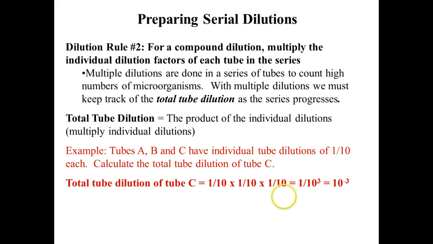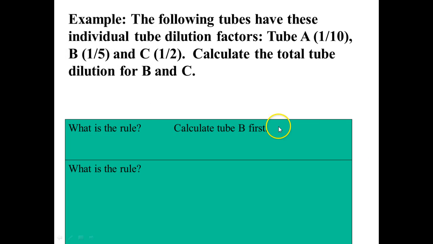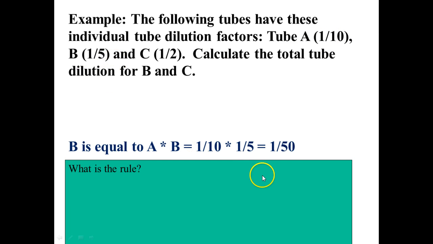Make sense? Okay. So for this one, right, tube A is 1/10, but look at tube B is 1/5, and then when they did only a half a dilution, 1/2 for C. What is the total tube dilution for B and C? So which one is easier to do first? B, right? So what do we have to multiply to get B? A times B, so 1/10 times 1/5, right? Which gives us 1/50.